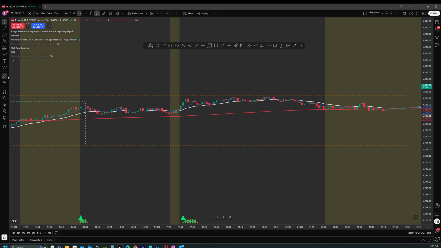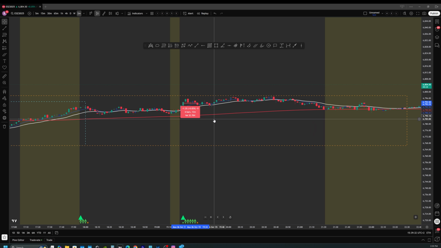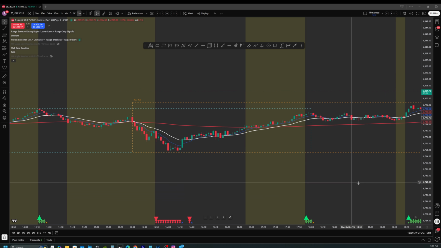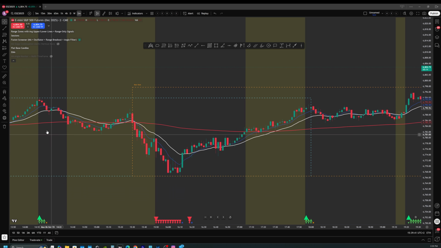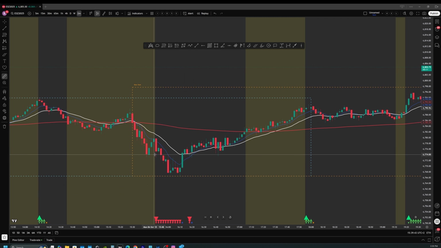Got an entry over here during the New Year's session. This is the 2-minute chart, by the way. Boom, entry over here. The market didn't go up as much, and it got you out right there at a 1.25 stop loss. I mean, exit signal, meaning you only lost a point and a quarter on ES. So it basically is very good risk management on its own too.